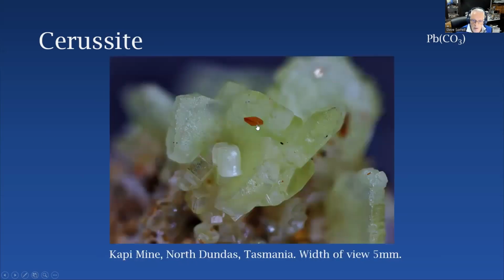And then a tiny little crocoite sitting on a cerussite from the Capi mine, with white cerussite there as well. This also can occur with dundasite. There might be some on this specimen elsewhere.